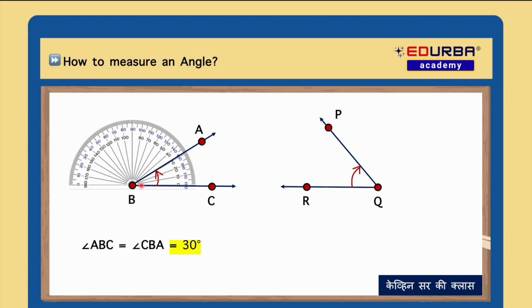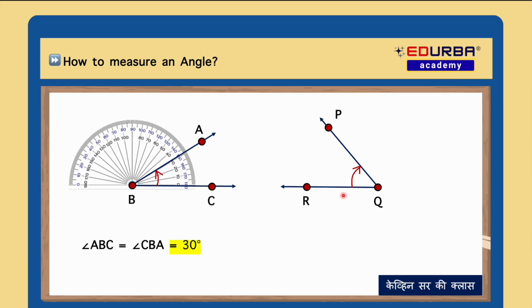You observe that this arm is opening in anti-clockwise direction, and that means 0 has to be at the right side. Now if you observe on the protractor, the inner layer is showing 0. That means my angle has to be measured on the inner layer. Now if you observe, the arm BA is perfectly matching with the 30 degrees line on the inner layer of this protractor, and that's why the angle ABC is equal to 30 degrees.